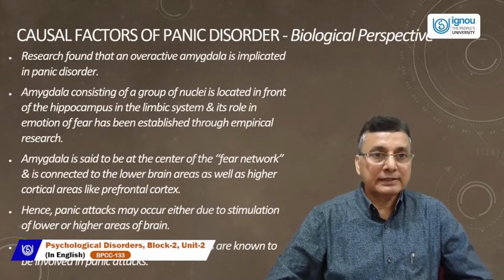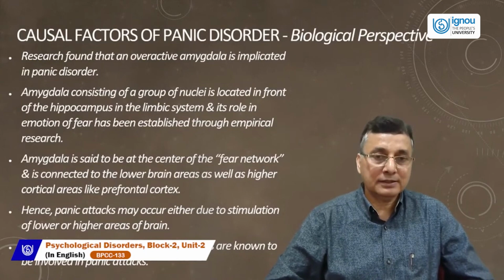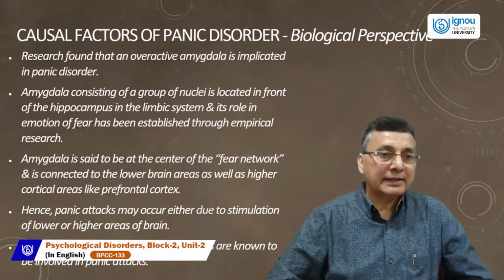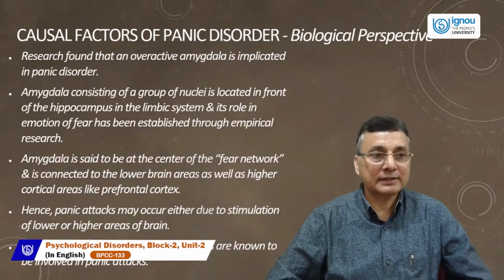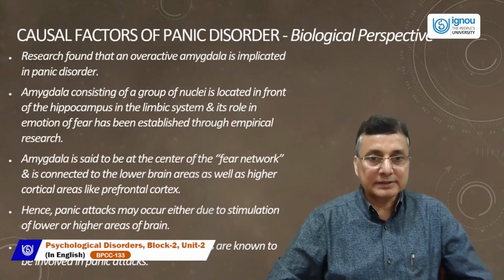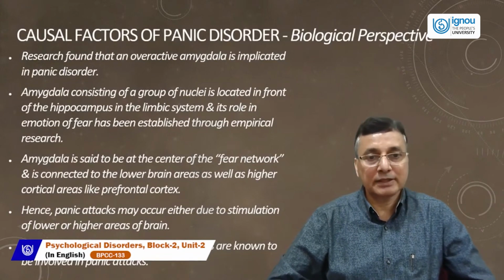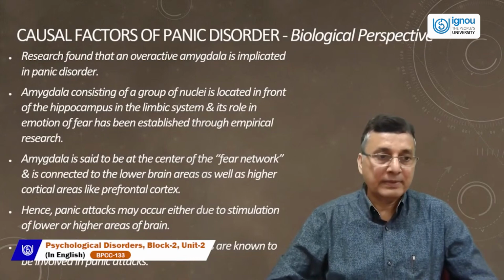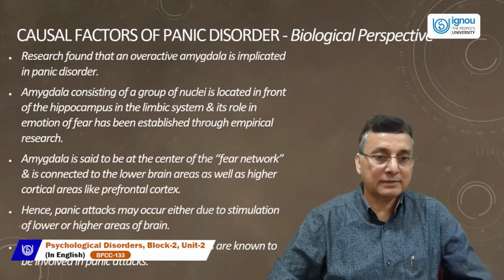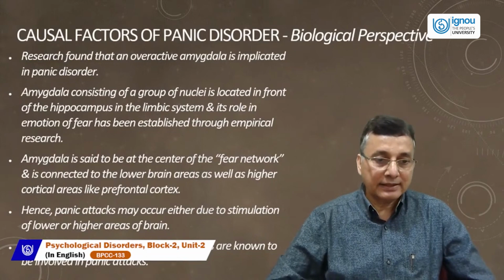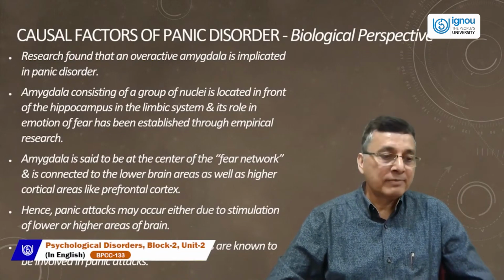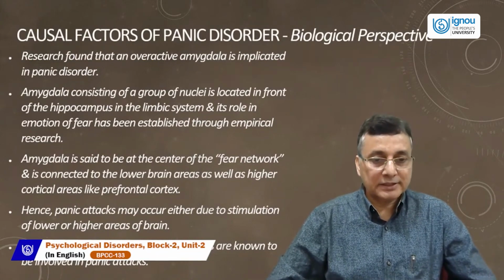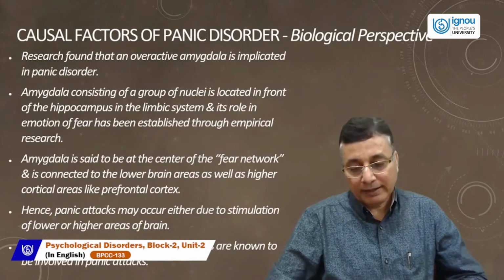So research found that an overactive amygdala is implicated in panic disorders. Amygdala is part of the brain. So amygdala, consisting of a group of nuclei, is located in front of the hippocampus in the limbic system, and its role in emotion of fear has been established through empirical research. Amygdala is said to be at the center of the fear network and is connected to the lower brain areas as well as higher cortical areas like prefrontal cortex. Hence, panic attacks may occur either due to stimulation of lower or higher areas of brain. The noradrenergic and serotonergic systems are known to be involved in panic attacks.